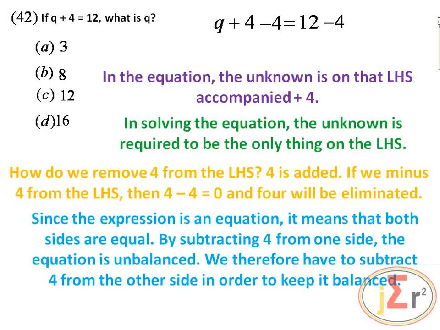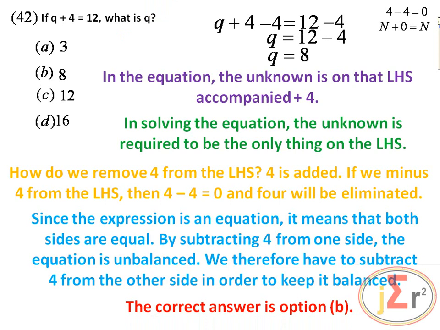As a result, 4 will be eliminated from the left-hand side, but we still need to complete the subtraction process on the right-hand side. So 4 minus 4 is equal to 0. And if we add 0 to any number, then the result will be that same number. So Q is equal to 12 minus 4. We need to complete the subtraction process on that right-hand side. Q is equal to 8. The correct answer is option B.